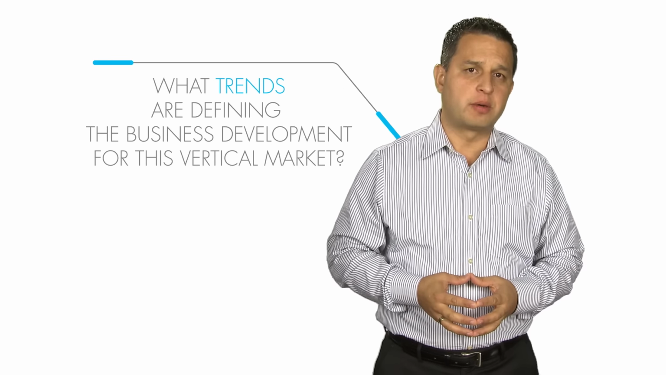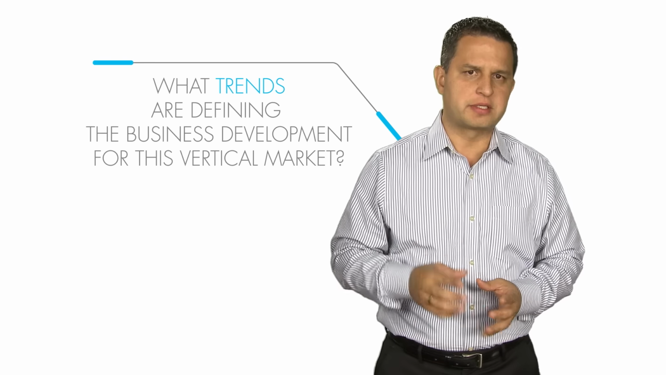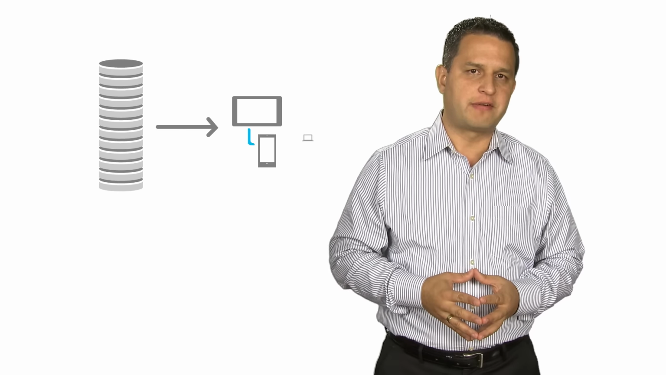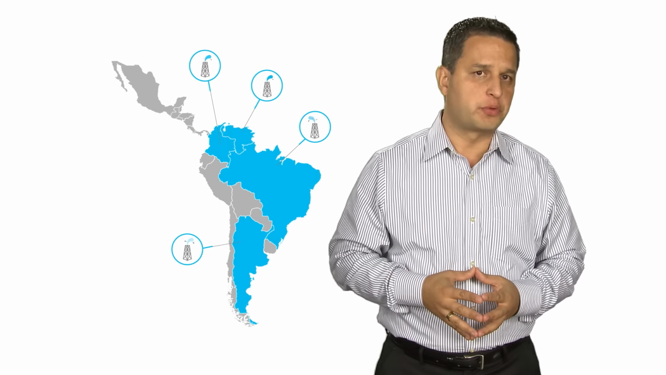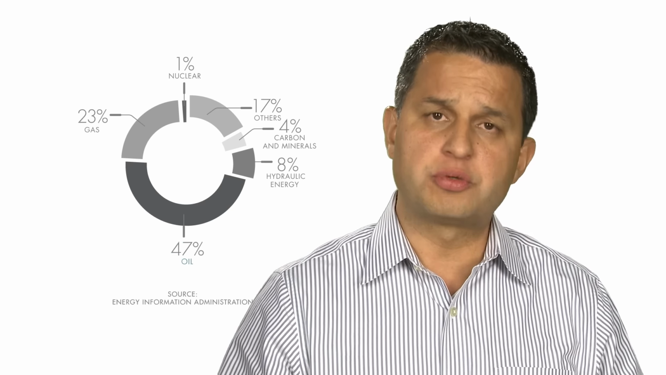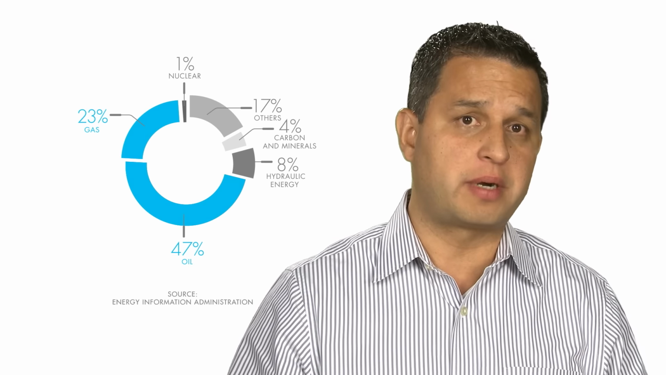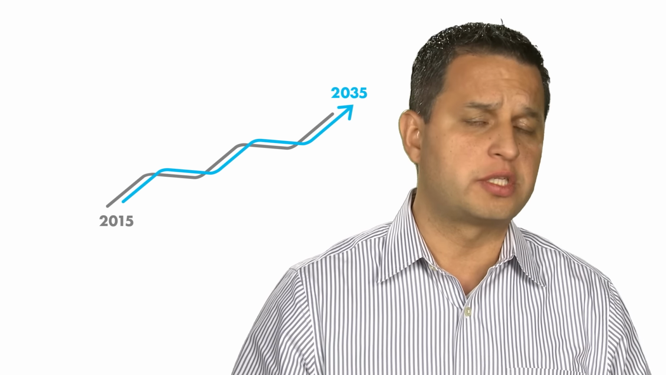What kind of trends are motivating business development in this vertical market? For instance, investment budgets have a direct impact on the IT area. 5 out of 15 of the world's biggest producers operate in CALA. CALA Energy Matrix shows that 70% of the energy market comes from oil and gas, a market that will continue growing at least until 2035.